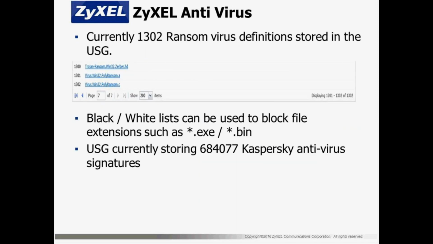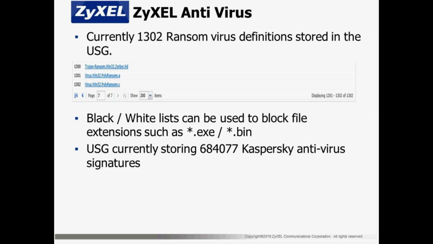Okay. If we currently have a look, I had a quick look at this and I wanted to understand how many definitions, signatures there were in Kaspersky's antivirus out there. We have 1,302 ransom virus definitions in there, so lots of them in there, and we see those. Again, we can also see it from black and white lists. So again, we can stop some of this executable. If we don't want executables to be downloaded or even uploaded, or bin files or any other files that we're seeing, we can stop those within the black and white lists.